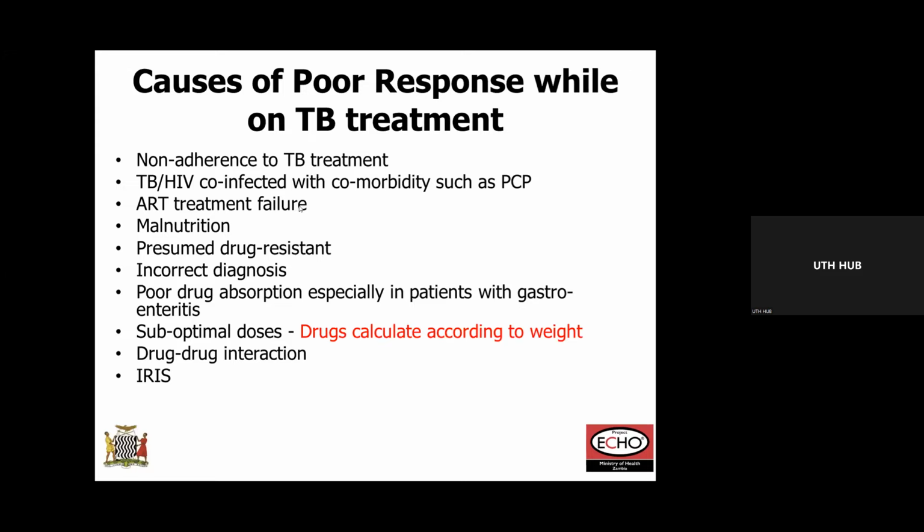Also, most of the time, our children that we're starting, especially those that have HIV, may be having diarrhea, and then there's malabsorption of the drug. Then there are suboptimal calculations, so please do calculate the drugs according to the weight bands. Is it a drug-to-drug interaction of the ART causing this, or could these patients have IRIS?